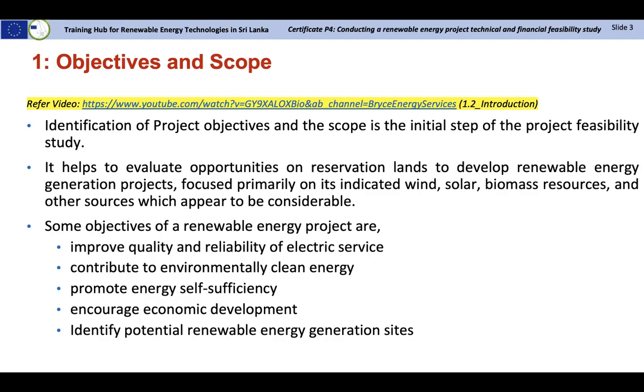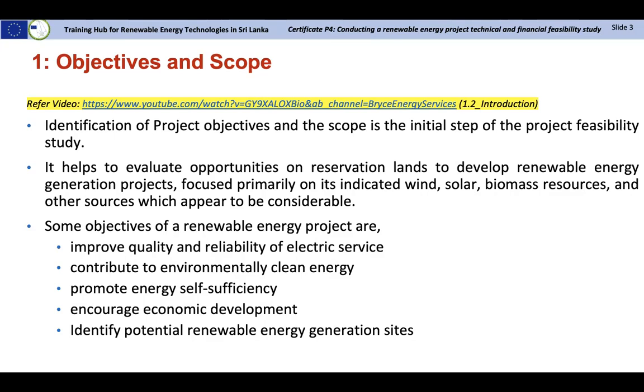That is the initial stage, and that is very important because it helps to evaluate the opportunities on reservation of lands to develop renewable energy generation projects. So it may be wind, it may be solar, it may be any other renewable energy source. So we have to have an evaluation of the available opportunities according to the scope, identifying its objectives and the scope. What the objectives related to this renewable energy project are is another important thing.